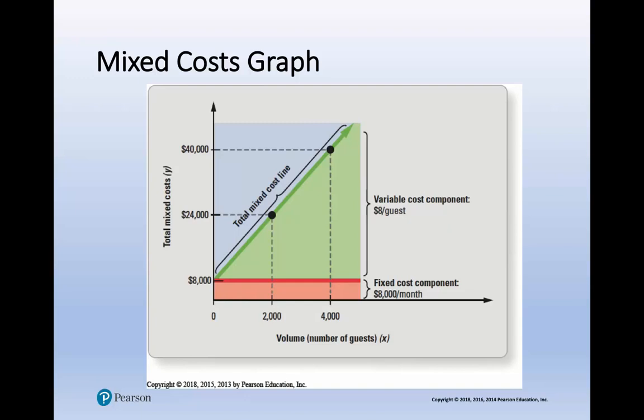In this example, we have $8 per guest. So it's going to go up tick by tick by tick at that rate, that slope, $8 per guest. However, if we had zero guests, we would still maintain that floor. So basically moving up from zero as our origin under a true variable to whatever that fixed component is here, $8,000 cost component, that would be our origin for this particular mixed cost.